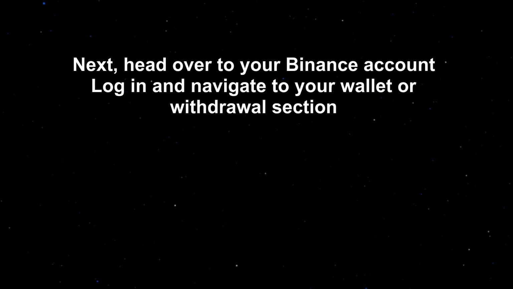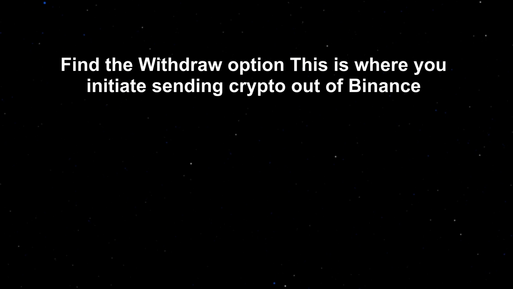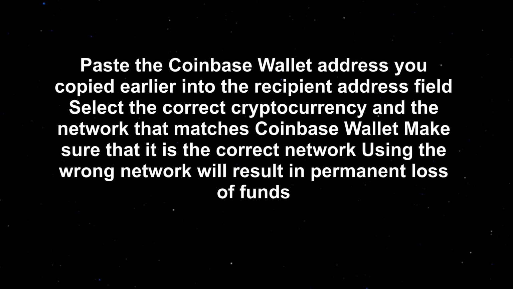Next, head over to your Binance account, log in, and navigate to your wallet or withdrawal section. Find the withdrawal option. This is where you initiate sending crypto out of Binance. Paste the Coinbase wallet address you copied earlier into the recipient address field. Select the correct cryptocurrency and the network that matches Coinbase Wallet.